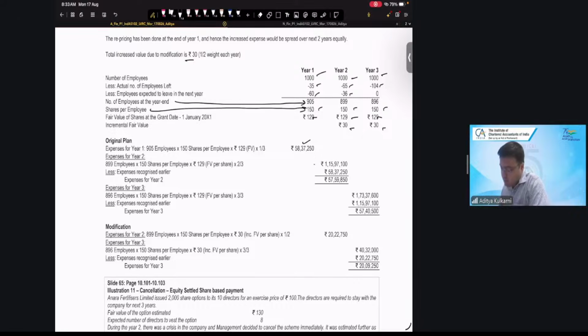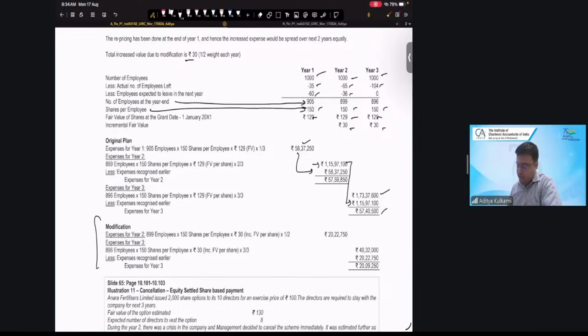So 1 crore 15 cumulative minus 58 lakhs, 37,250. Year 3, 896 into 150 into 129 into 3 by 3, 173, 37, 600. Then less expense recognized earlier for year 3, minus 1 lakh 57. So 57, 40, 500. So that is your original plan. That continues to be accounted as it is. No change in that. Repricing will be treated as a separate plan.